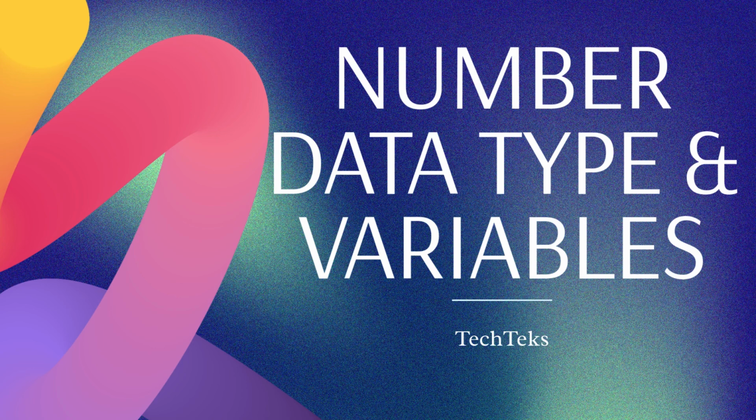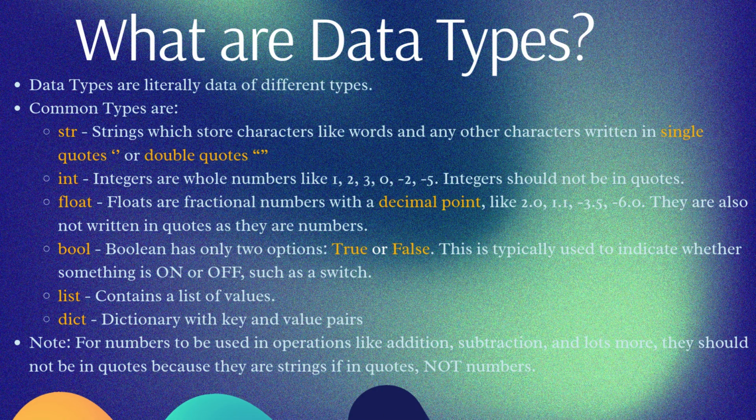In this video, I'll walk you through what variables are and also what data types are, specifically the number data type. So, what are data types? Well, data types are literally just data of different types. And common types are strings with the keyword str. Strings store characters like words or any other characters written in single quotes or double quotes.